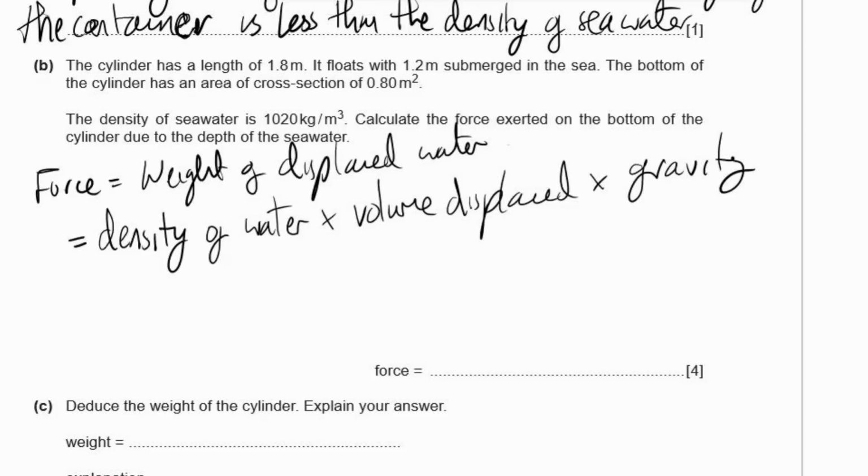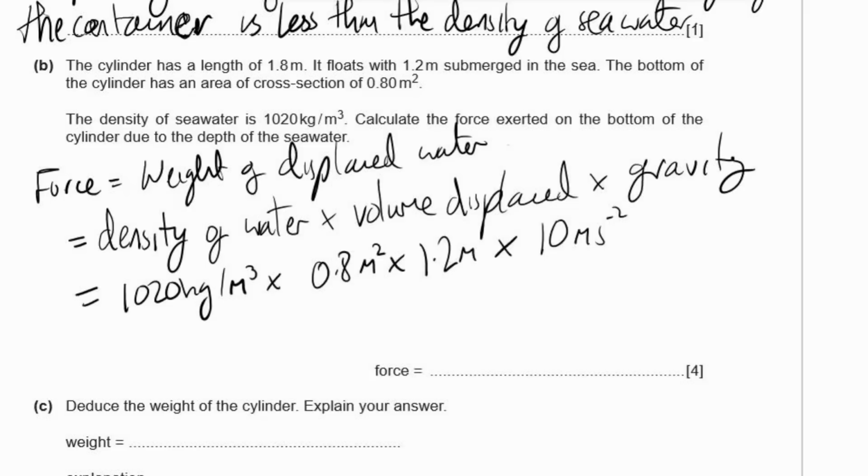Alright, so if the force is equal to the weight of the displaced water, then the weight of the water would just be the density of the water times the volume displaced times gravity, because volume times density would get me the mass, and mass times gravity gives me the weight. So let's put in our figures.